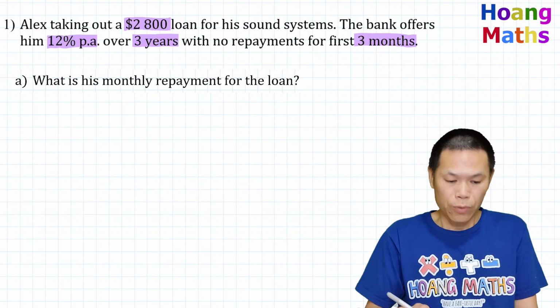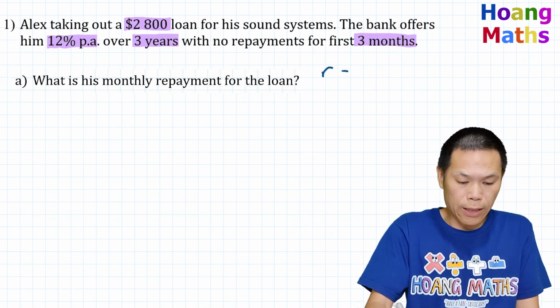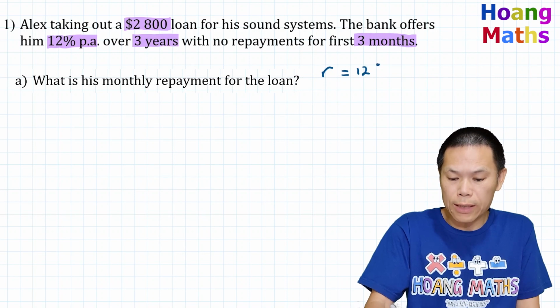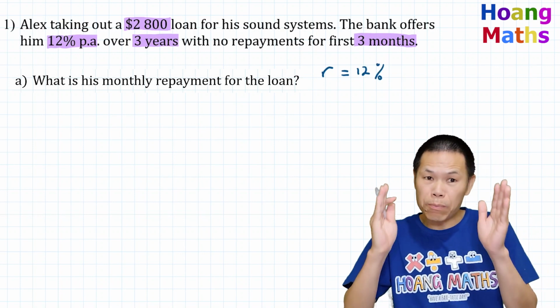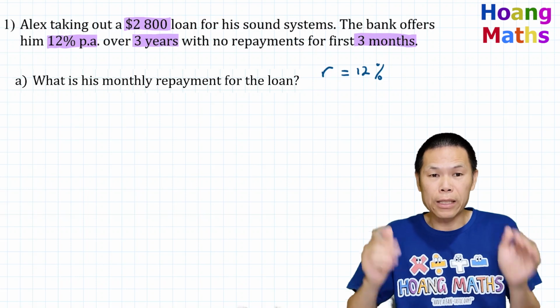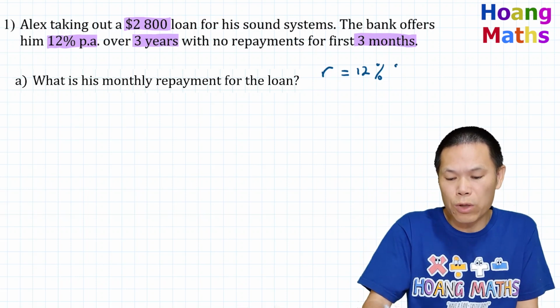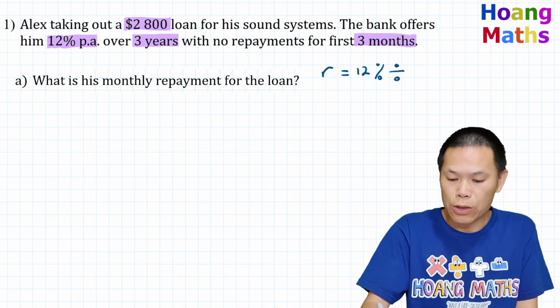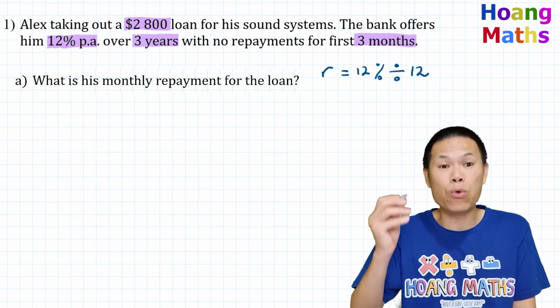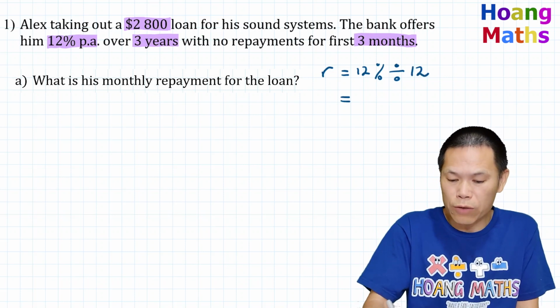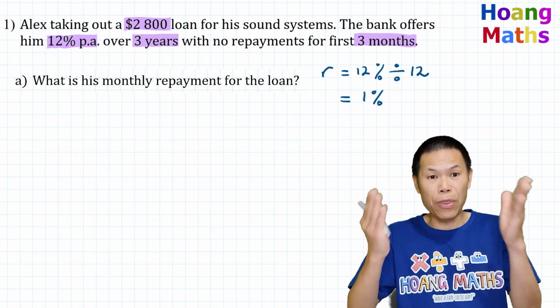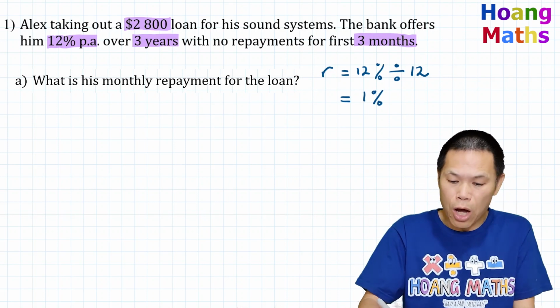So first of all, we know that the interest rate is 12% per annum. But because you need to pay monthly, the interest rate will apply monthly as well. So we divide by 12 because there are 12 months in a year. 12 divided by 12 gives me 1% per month. And please keep that in mind.